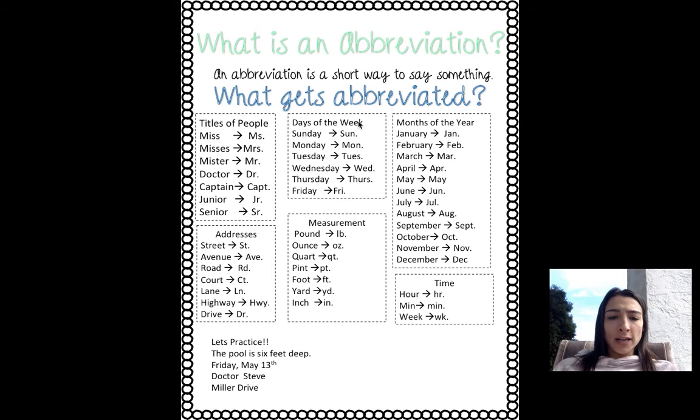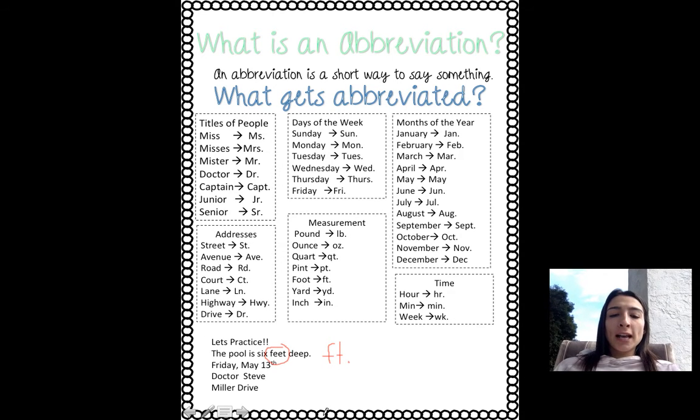So we have down at the bottom, the pool is 6 feet deep. Now think to yourself, what word can we abbreviate? So I see the word feet, and I know feet is a measurement. So I'm going to circle feet, and the way you could rewrite feet is just to write FT, and then we can't forget our period at the end.